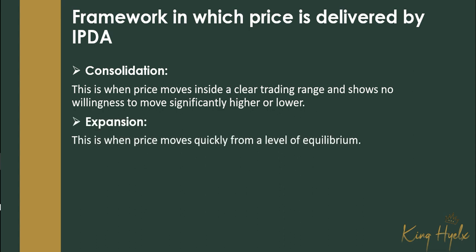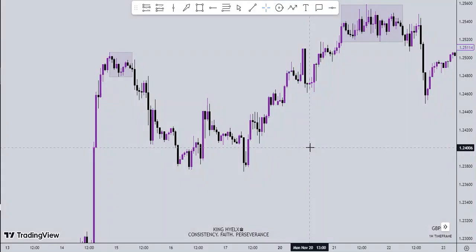All right, so the next thing we have is expansion. This is when price moves quickly from a level of equilibrium. Now what do we mean by equilibrium? When we were consolidating, essentially price was within equilibrium, like we were not going higher or lower from a particular price range. That's what we mean by equilibrium. So when we're in consolidation, we're in equilibrium. Expansion is when price moves quickly away from this level of consolidation. So let's jump into the charts and see that.